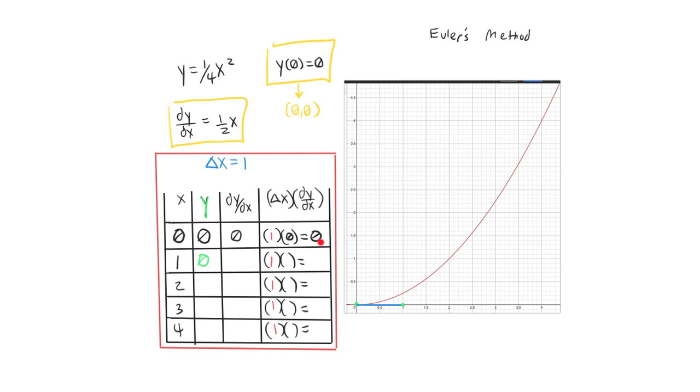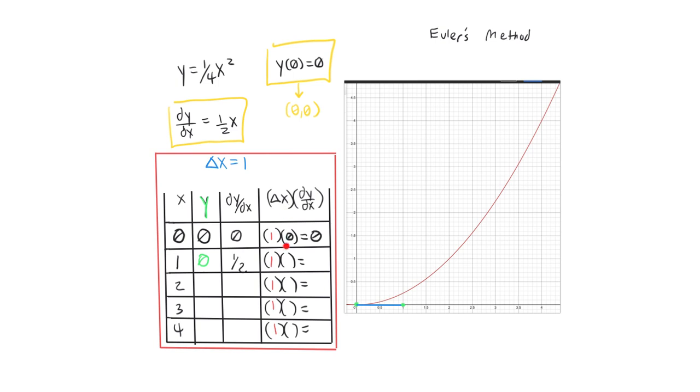So based off of the instantaneous slope at the initial starting condition, we're taking into account a step size of 1, and we just landed here, okay? So now we're going to do dy over dx as it pertains to this particular point. What is the slope at that particular point? Well, it's going to be dy over dx, which is 1/2 times 1. And 1/2 times 1 is clearly 1/2, right?